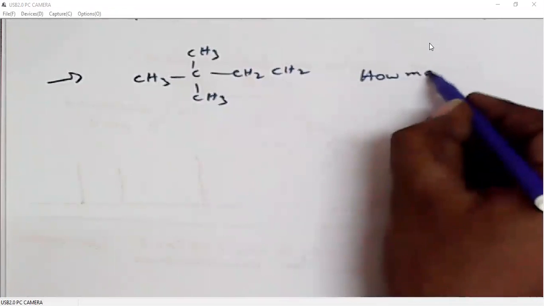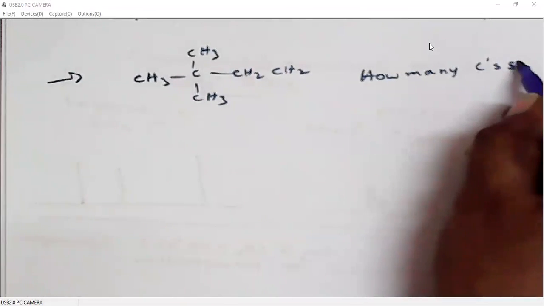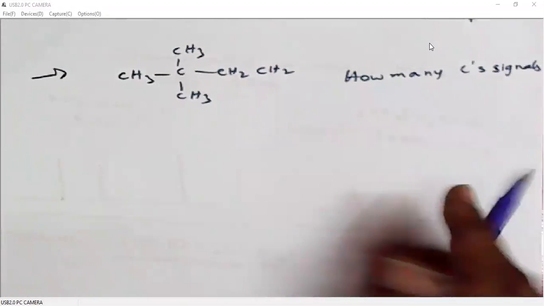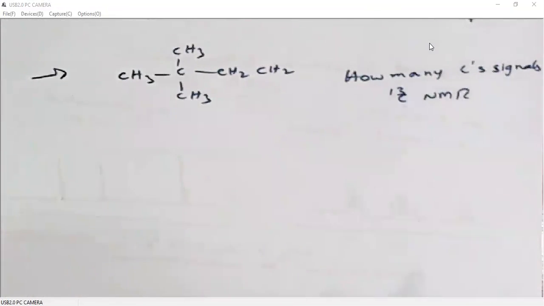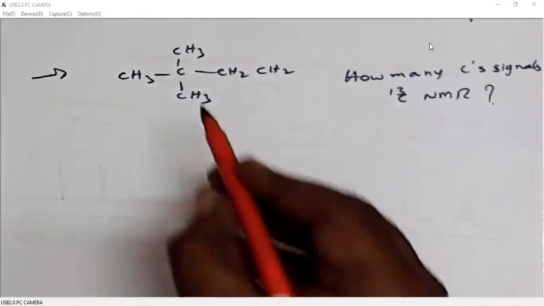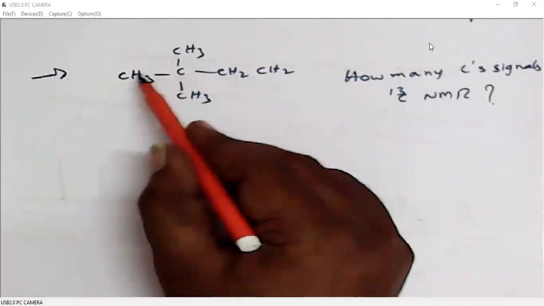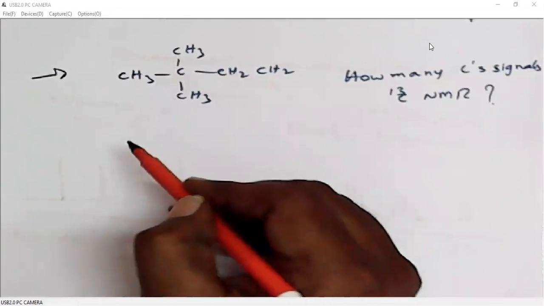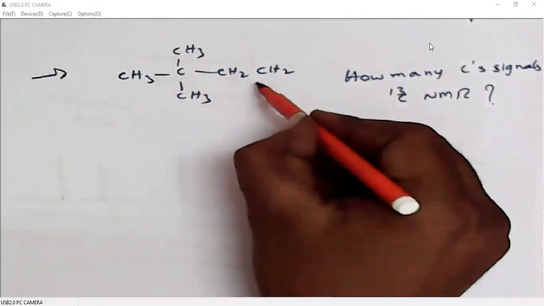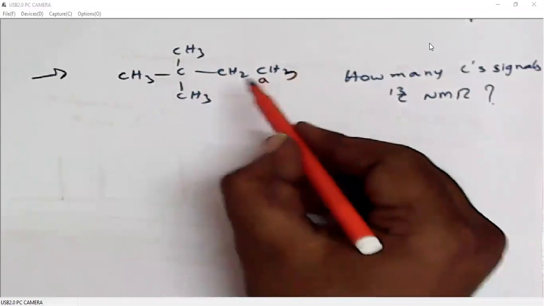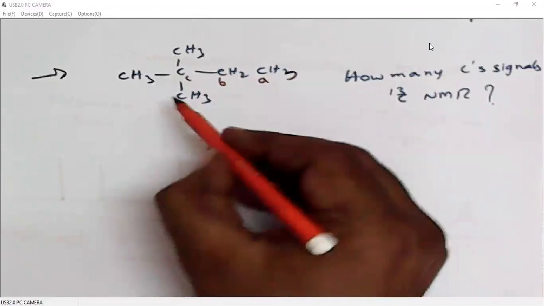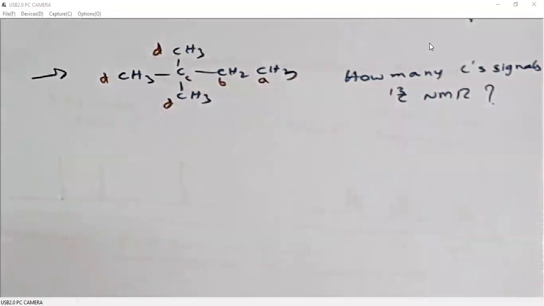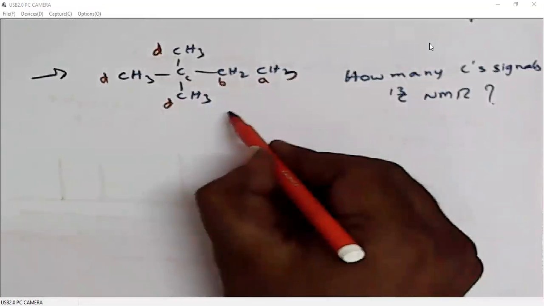How many carbon signals can be expected here? How many carbon signals can be expected from C13 NMR? As I said, C13 NMR will give carbon signals which are non-equivalent. So all non-equivalent carbon signals will be observed. For example, all these 3 methyl groups are present on this carbon, so they are equivalent and will give only one signal. This carbon will give one signal, this carbon one signal, this carbon one signal, whereas all 3 methyl groups give only one signal. So altogether we expect 4 signals here.